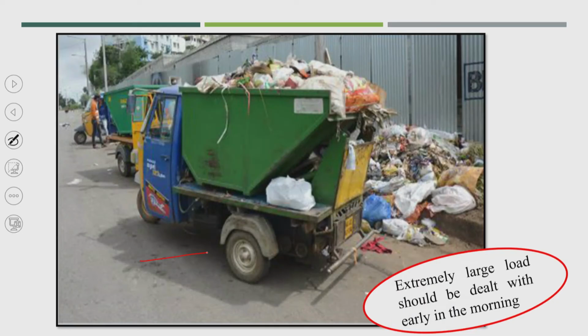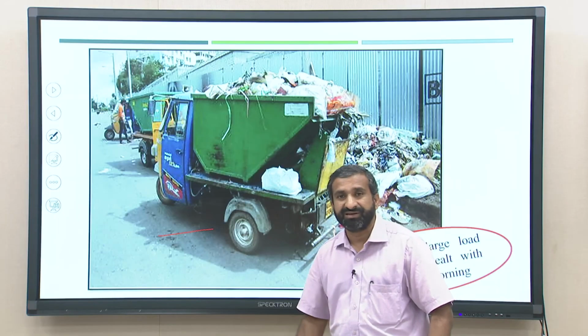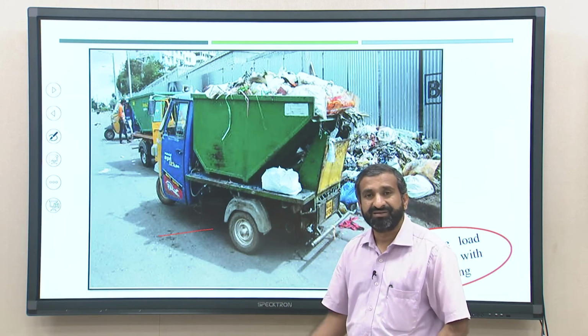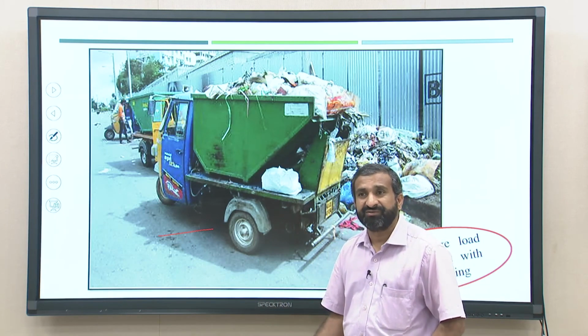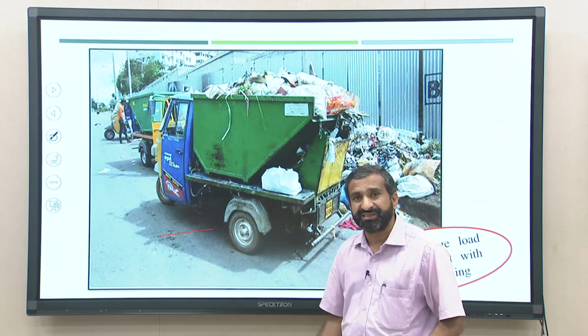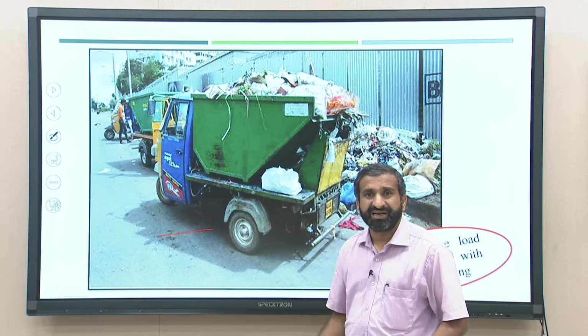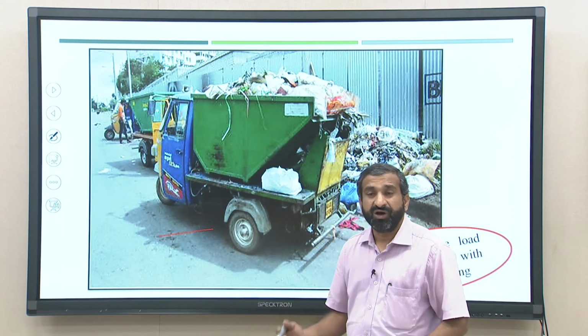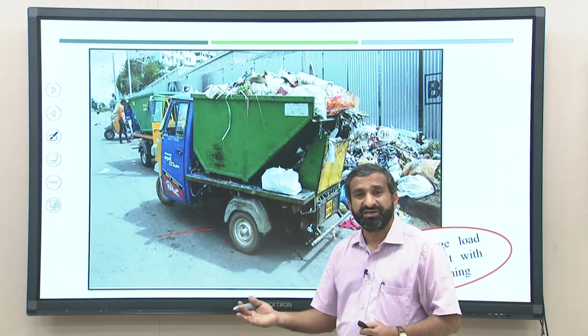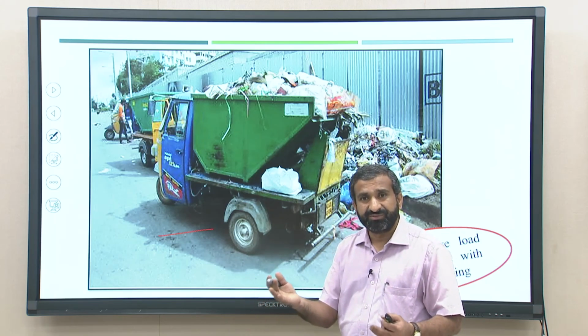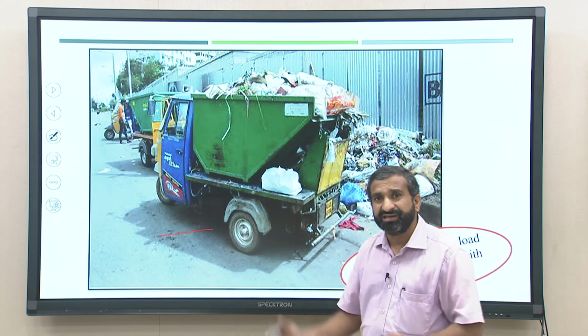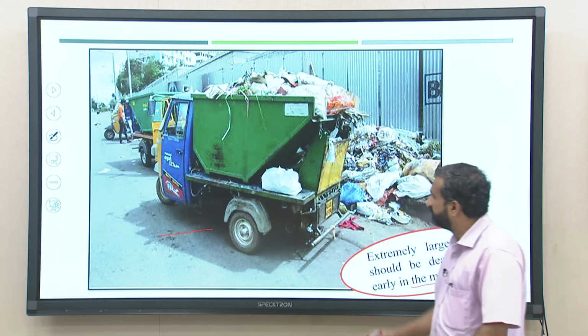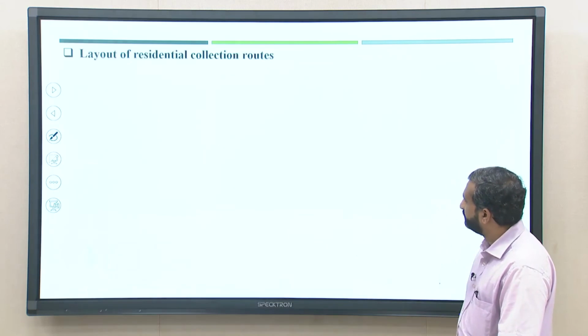And extremely large loads should be dealt with early in the morning. This is also important. Wherever festivals or some particular events have been finalized, where a large amount of waste is generated, that kind of large load, or even construction or demolition waste, should be collected early in the morning, to avoid the traffic issue.